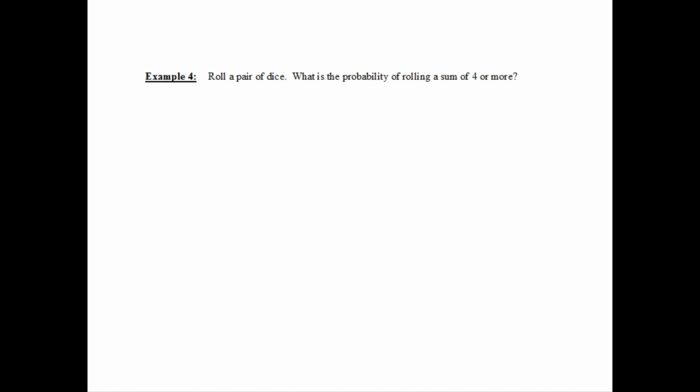Suppose we roll a pair of dice. What's the probability of rolling a sum of 4 or more? Okay, first we need to remember what our sample space is. I'm not going to write the whole thing down, but we've seen it before. Remember all our ordered pairs? 1, 1, 1, 2, 1, 3. And then we can keep going. 2, 1, 2, 2.